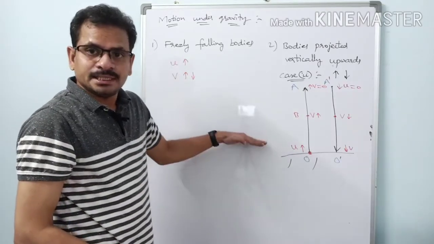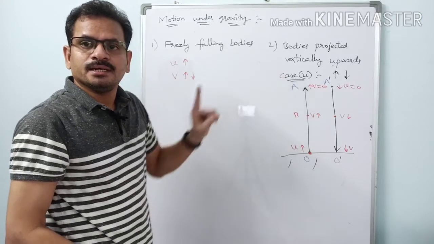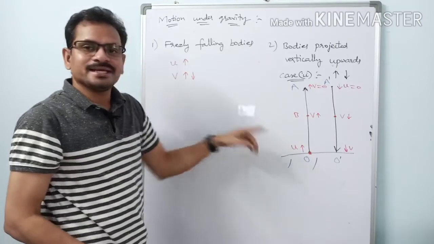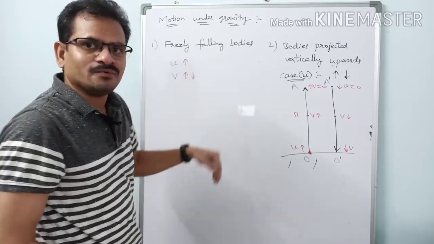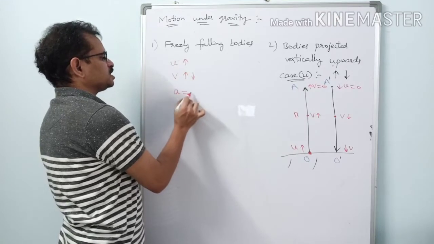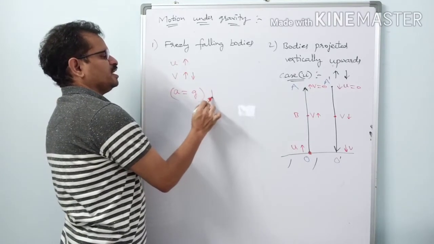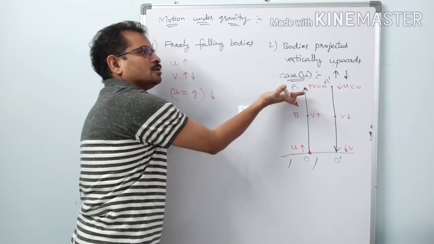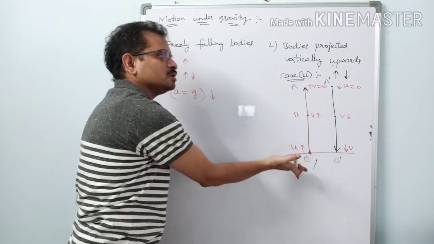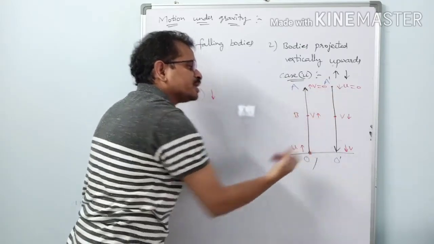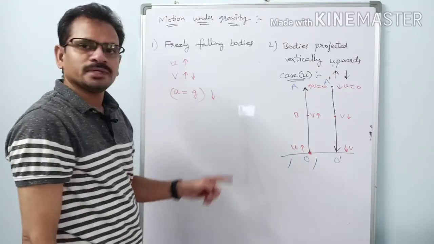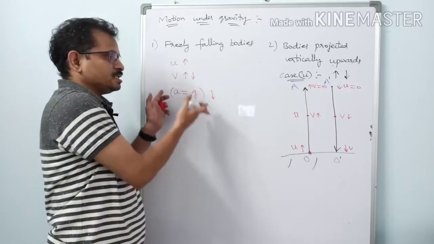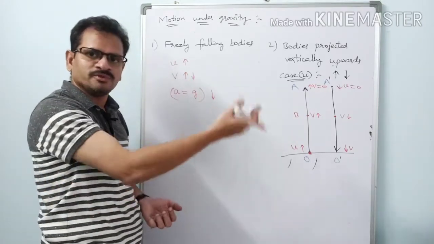See, in the previous case, we considered only upward motion. There V is only positive, so V only in upward direction. But here in this case, V could be in upward direction as well as downward direction. What about acceleration due to gravity? It is always downwards. Even if the body is moving from O to A in upward direction, acceleration due to gravity is in downward direction only. When the body is moving downward, also acceleration due to gravity is downward. Whether the body is moving up or down, acceleration due to gravity is always in downward direction, as I told you before.